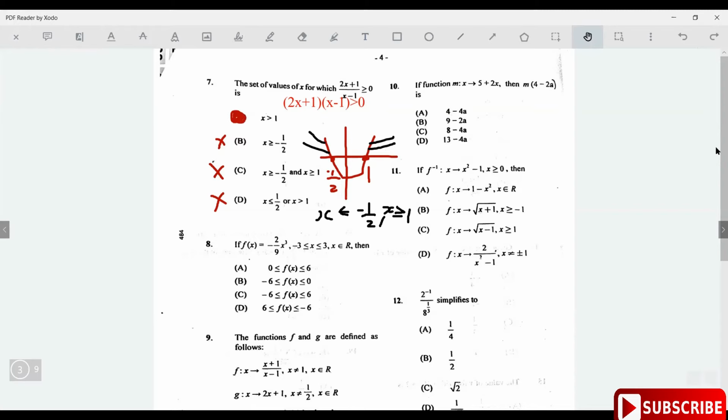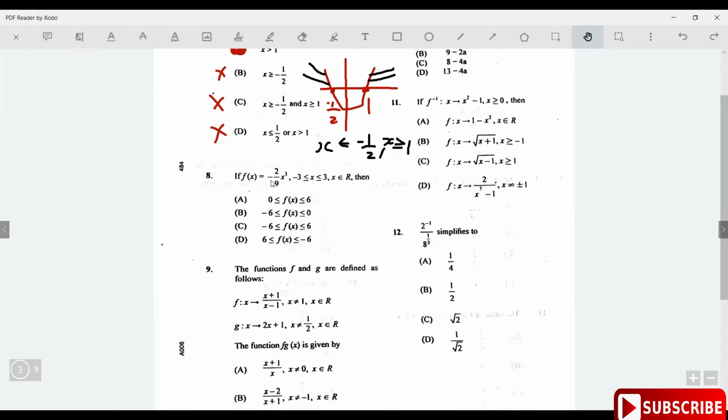Next question says, f of x is equal to minus 2 over 9x cubed. So what I need you to do is plug in x as minus 3. Minus 3 cubed is 27. 27 times 2 is minus 54. Minus 54 over 9, negative 6. And you plug in 3, so it's just going to be between minus 6 and 6. All you're doing is plug in negative 3 and 3. That will give you the range.